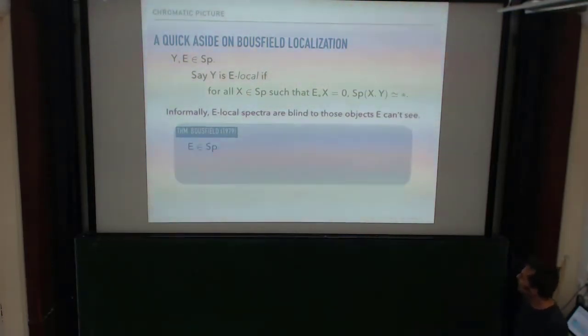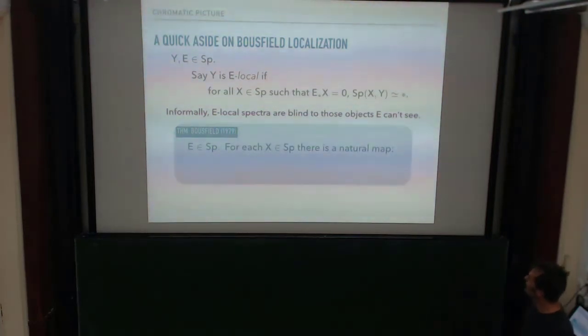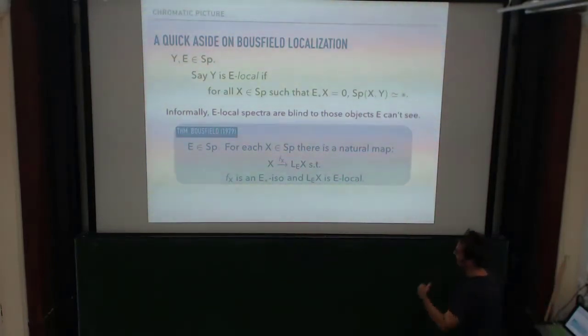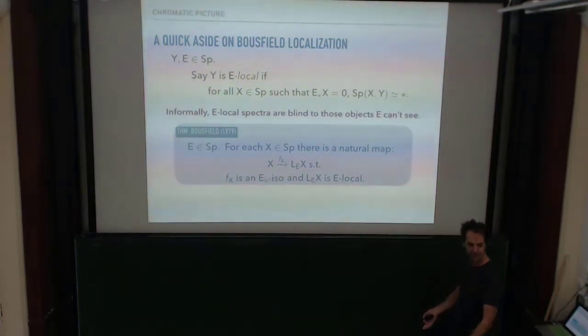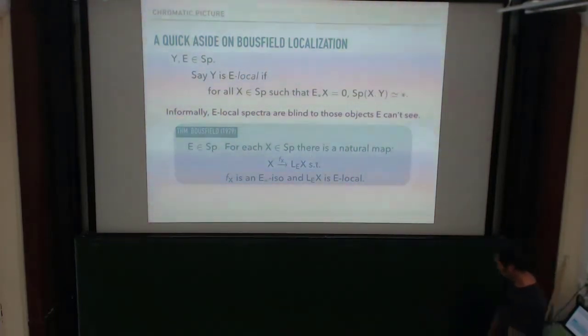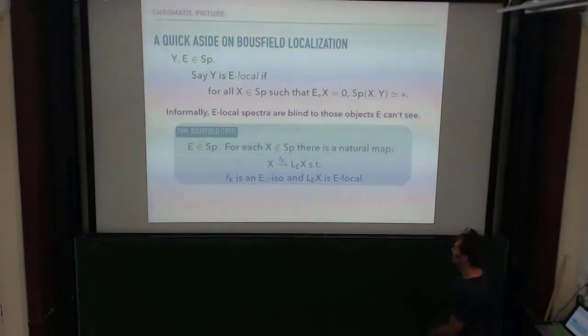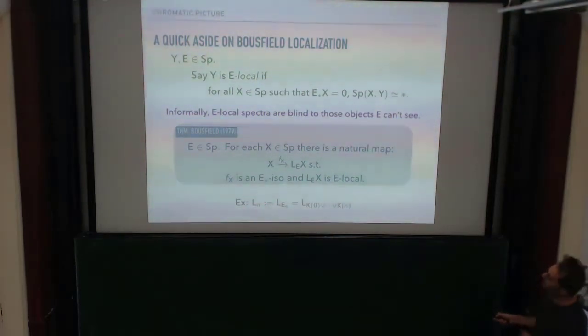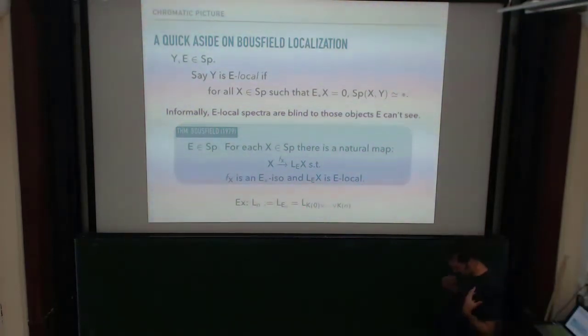So Bousfield showed that given any spectrum E and any such X, there's always a map from X to some guy L_E of X, such that this map is an E-star isomorphism, and L_E X is E-local. So we have this localization functor. And just these properties tell you that it satisfies a universal property here. So one of the localizations we might want to think about is L_n localization, which can be shown to be equivalent to a localization with respect to each of these K-theories. This is at the heart of modern chromatic homotopy theory.